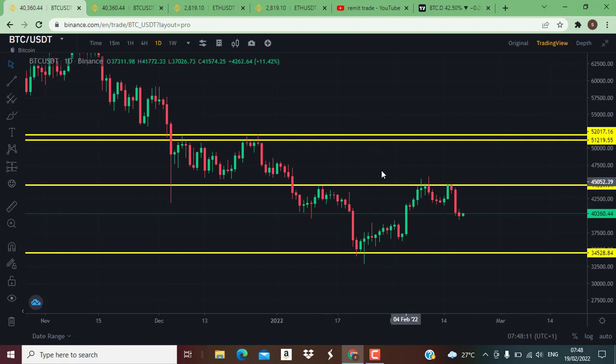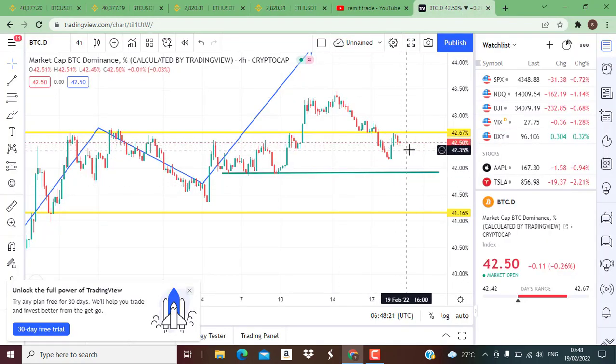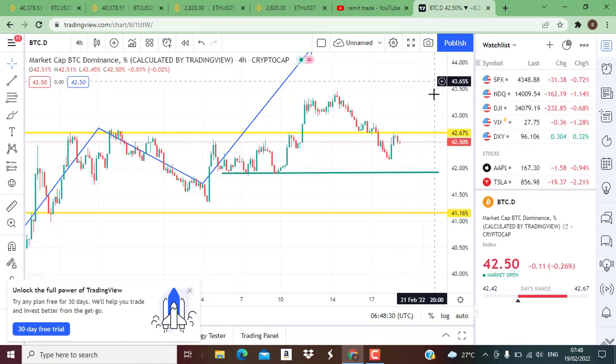I've found a very important pattern on this one-day chart of BTC USDT, and I'm also going to talk about ETH USDT and what you should expect in relation to what we are seeing right now on the Bitcoin dominance. Are we going to see the Bitcoin dominance go right down, or a move to the upside with strong bullish momentum? In this video, watch till the end.